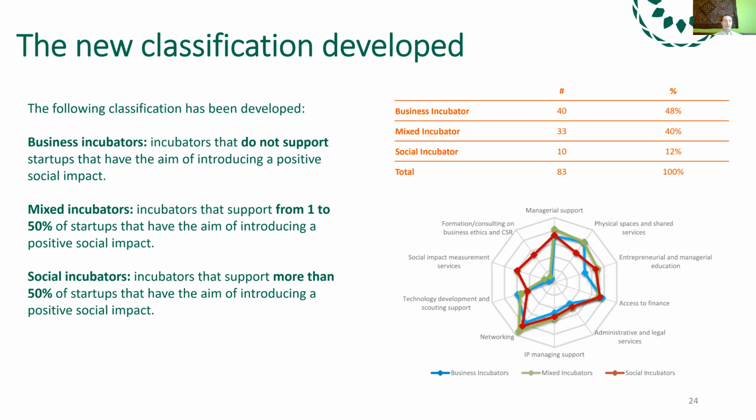Basically, we have favored a focus on the startups that are incubated or accelerated, because if you think about the organization and the kind of support provided, it's very difficult to distinguish the different organizations. So we focused on the supported organizations, and basically we divide among business incubators that do not support startups with a significant social or environmental impact, social incubators that support mainly, more than 50%, startups with a social or environmental impact. And then there are mixed incubators that have some of these startups, but they don't have a focus on them. So they have supported some of them, but they are not focused on them.